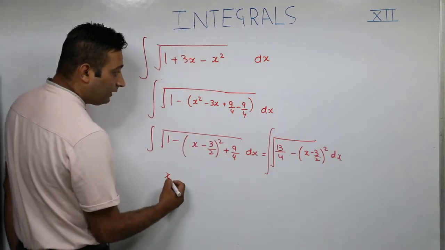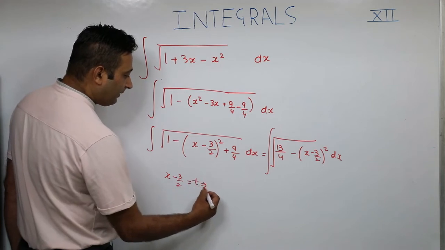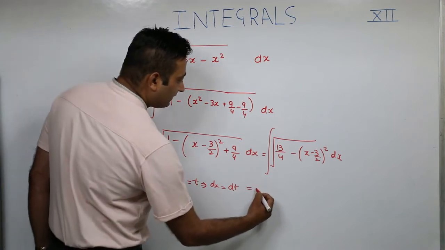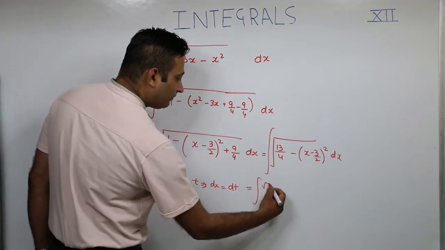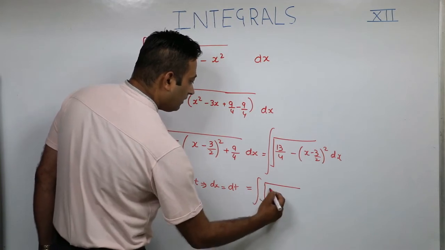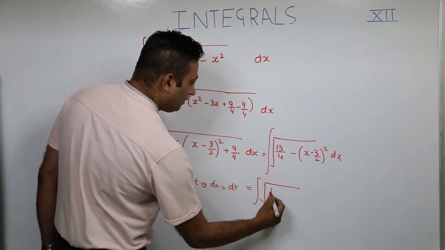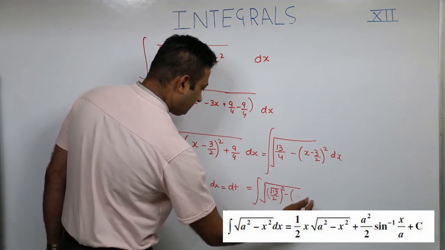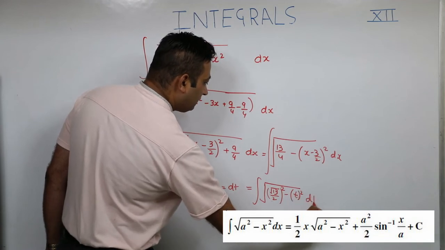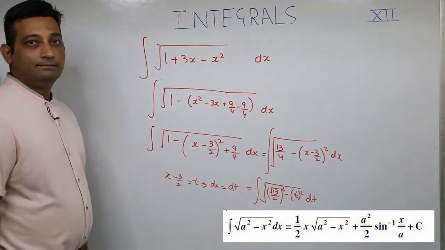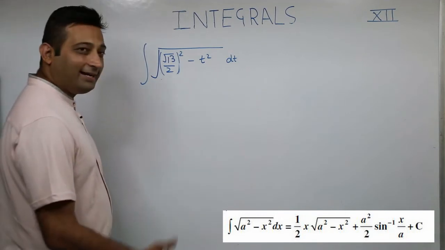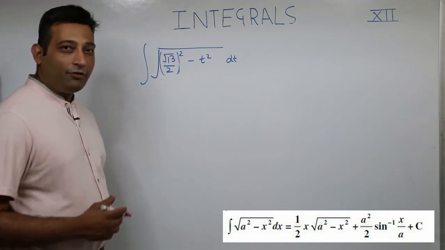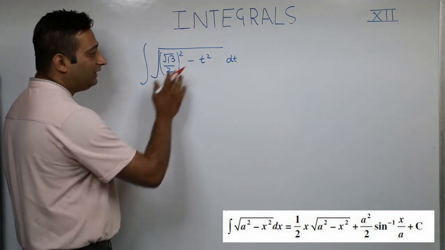Now we'll substitute x minus 3 by 2 as t, which implies dx is equal to dt. So we got the standard integral here, that is under root of (root 13 by 2) whole square minus t square dt. Now we'll use the standard form under root a square minus x square, and we'll apply the formula and we'll also substitute the value of t in the final answer.